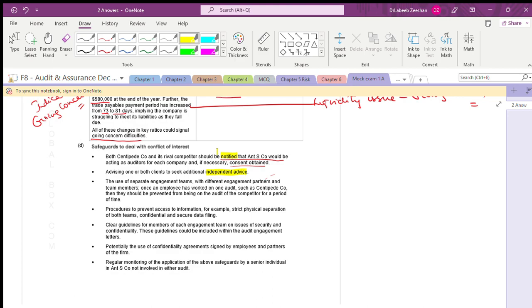See, what will the auditor do? They will shed off all the responsibility. Auditor will not take any responsibility. Understand? Fine. Now, I told you, they have to use separate engagement teams with different engagement partners and team members.